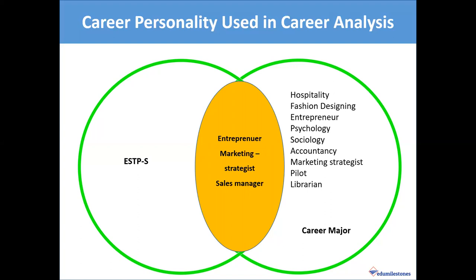You give me some more for ESTP. Extrovert, sensing, thinking, perceiving. So entrepreneur, marketing strategist and salesperson. Can you tell me one more which will match ESTP? Only one more, not on the list. Out of the box. Entrepreneur, marketing strategist, sales manager, and it should be one more. Real estate.